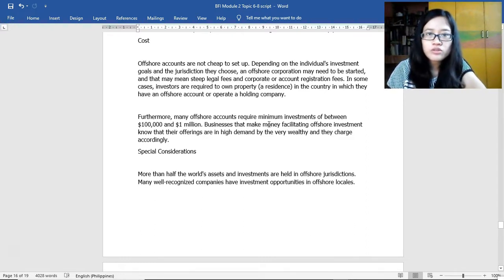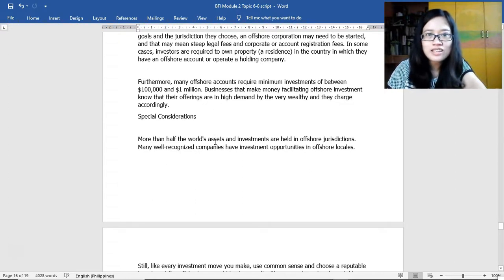Furthermore, many offshore accounts require minimum investments of between $100,000 and $1 million, so that's the range of investment requirement. Businesses that make money facilitating offshore investment know that their offerings are in high demand by the very wealthy, and they charge accordingly. Since you guys are wealthy, we'll be charging higher fees as well. Okay, so that's the main point there.